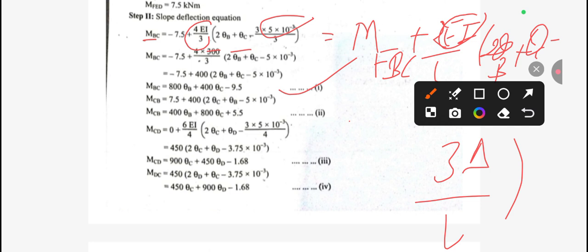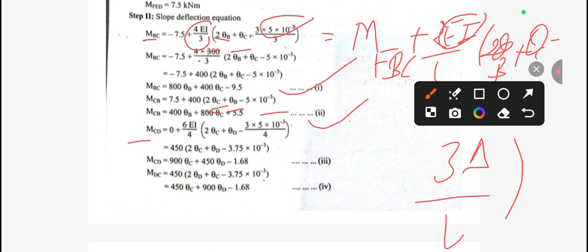Similarly, for C to B the equation is the same. We just need to change it to 2 times theta C and here 1 times theta B. So for the first letter in C to B we multiply C by 2 times and B as single. So we get the second equation.